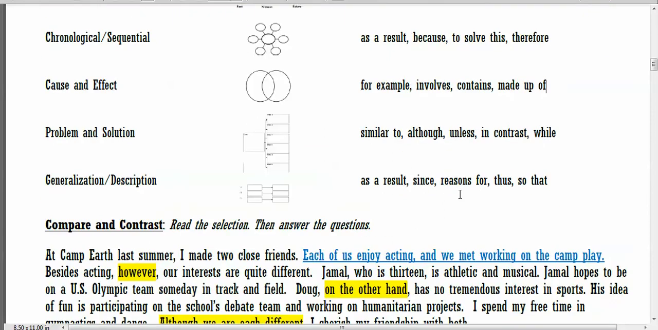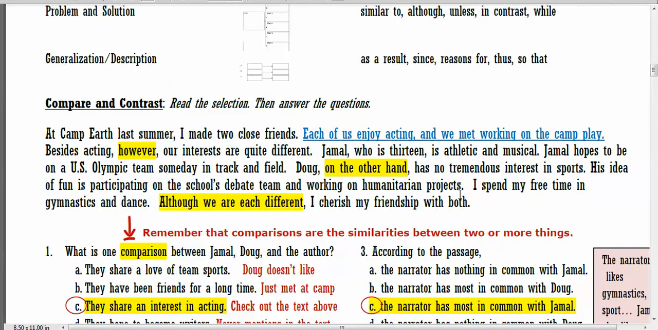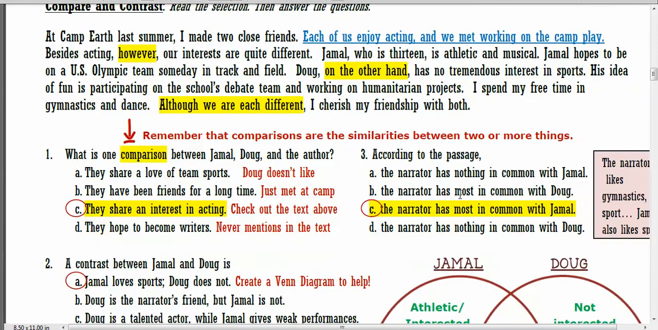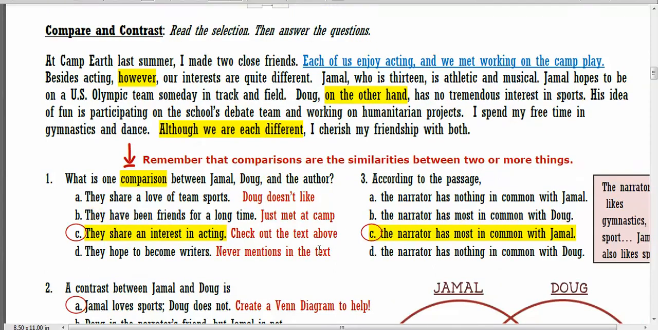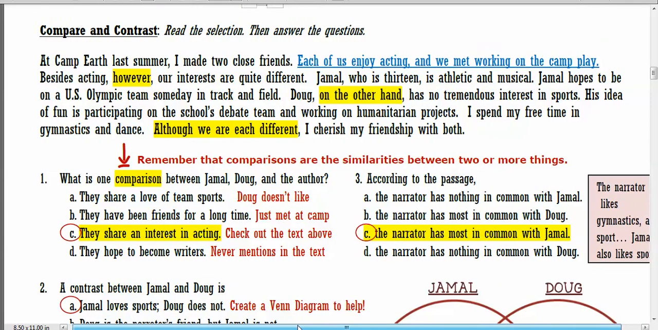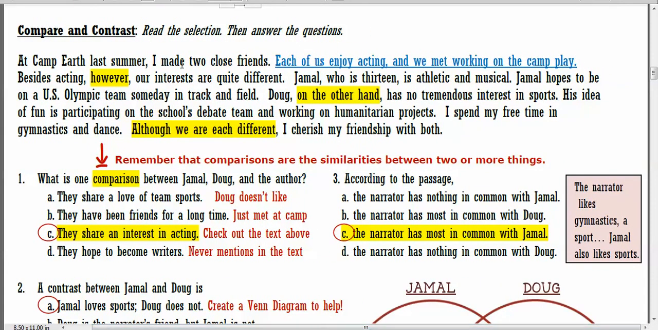Okay, guys, at the very bottom, I gave you a compare and contrast selection because I tend to feel like this is the text structure we see the most, and you will see a compare and contrast on your test. Here is a reading about the author. It's written in first person, and the author also talks about friends Jamal and Doug.